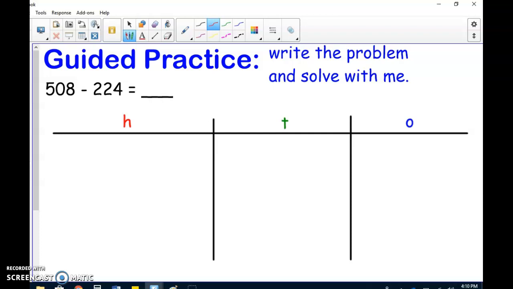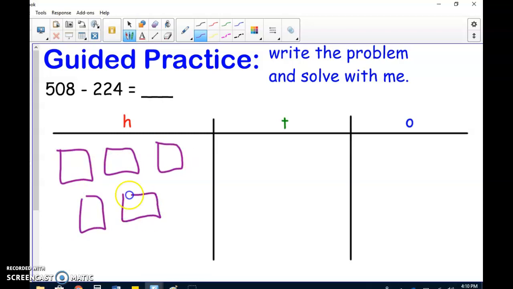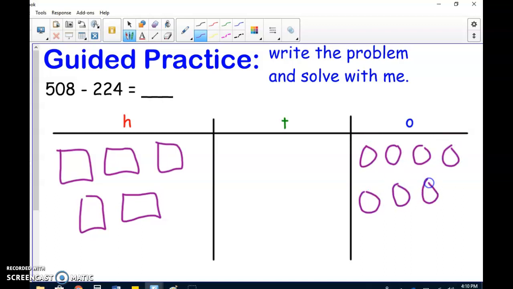508 minus 224. 5 hundreds, 0 tens, and 8 ones. 1, 2, 3, 4, 5, 6, 7, 8. And now let's take away 4 ones. Can we do that? Yes. 2, 3, 4. And I'm left with 4 ones.